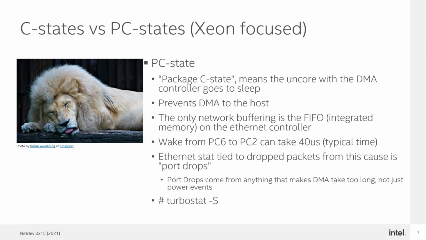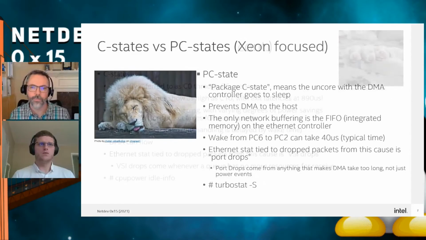As I mentioned before, the drops from this DMA block are actually counted in ethtool in a stat usually called something about port drops. And if you're interested to see if your system is using a PC state, you can use turbostat.